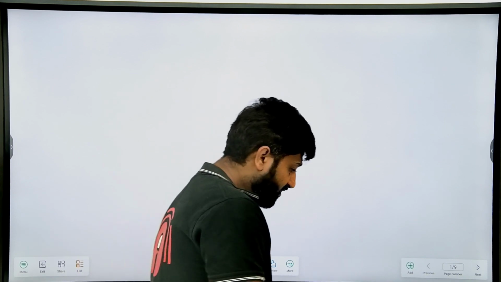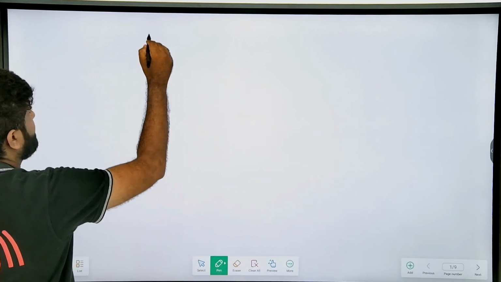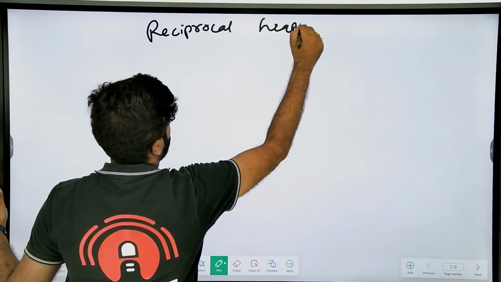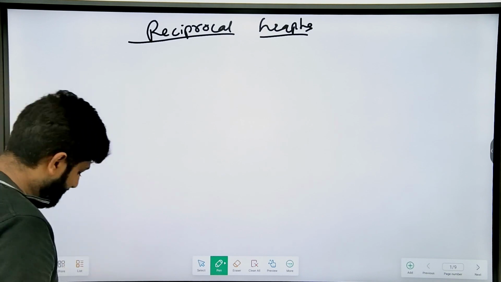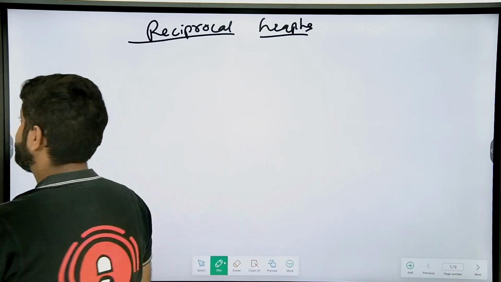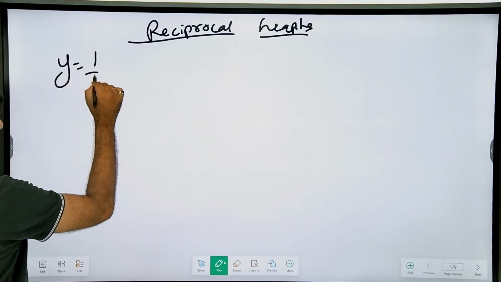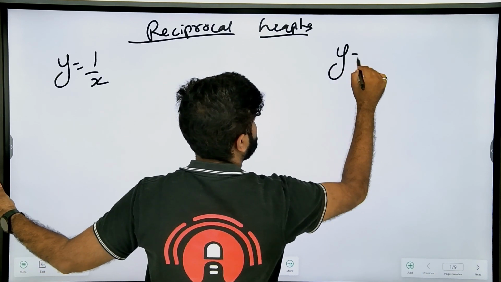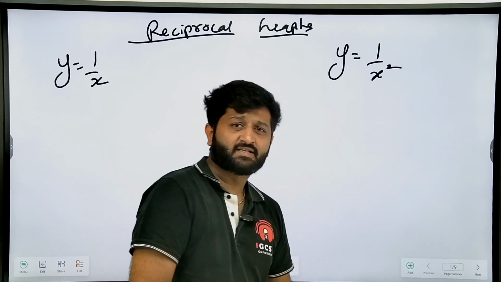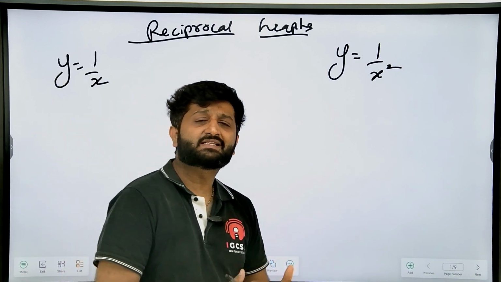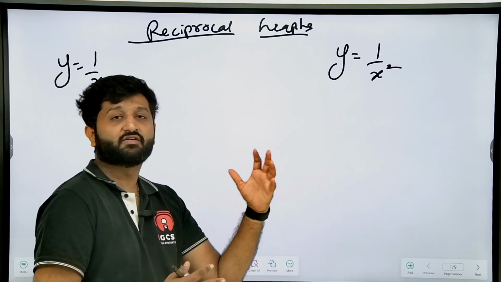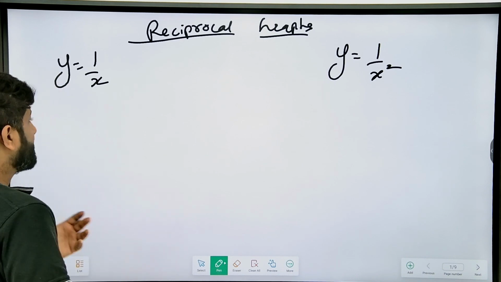Now, moving to the next part of the graph, that is reciprocal graphs. Now, guys, in reciprocal graphs, there are two kinds of graph that are important. The first one is y equals 1 by x, and the second is y equals 1 by x square. Now, guys, what do you mean by reciprocal graphs? Reciprocal graphs means when you increase the value of x, the value of y is decreasing. That is what reciprocal graphs is all about.